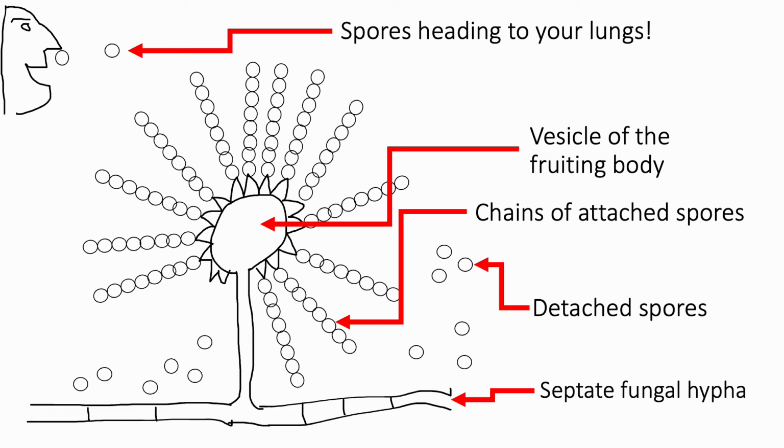So you have these septate fungal hyphae. One hypha is seen at the bottom of the picture, and then you see a tube sort of coming off of it. That's the fruiting body, and then the dilated end of the tube, and then there are chains of attached spores. So that dilated tube is called the vesicle of the fruiting body, and then the chains of the attached spores and the detached spores, and then my very crude drawing of somebody inhaling the spores into their lungs. And that's how you get infected with aspergillus.